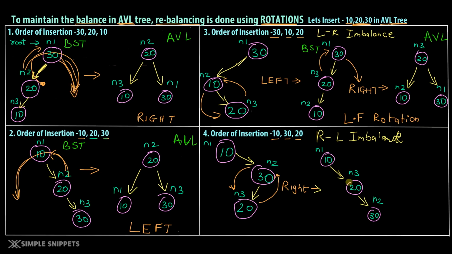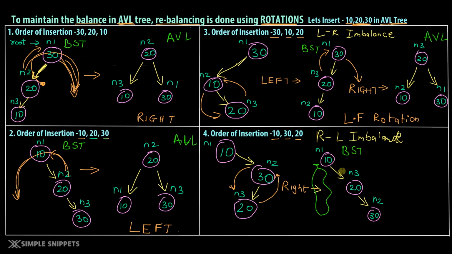Is this a binary search tree? Yes, because the values are arranged in ascending order towards the right. So N1 has 10 and its child N3 is 20, hence it is the right child of N1. Then we have N2 whose value is 30, hence 30 is the right child of 20. So this is a binary search tree, yes, but it is imbalanced because we do not have anything towards the left, correct? We have everything towards the right. So this is a valid binary search tree, but it is still not an AVL tree.